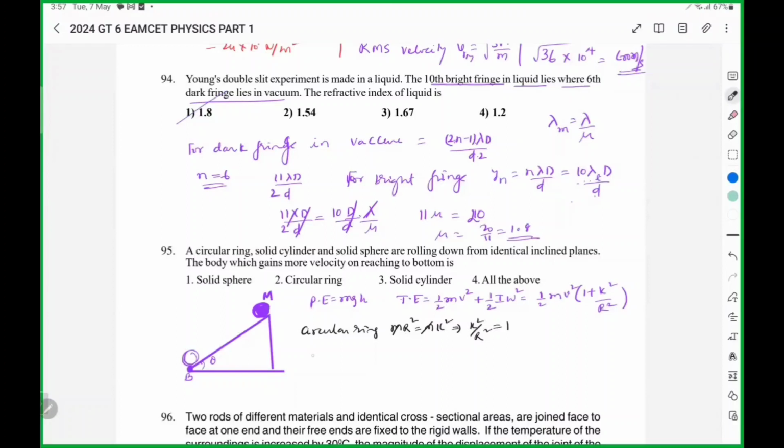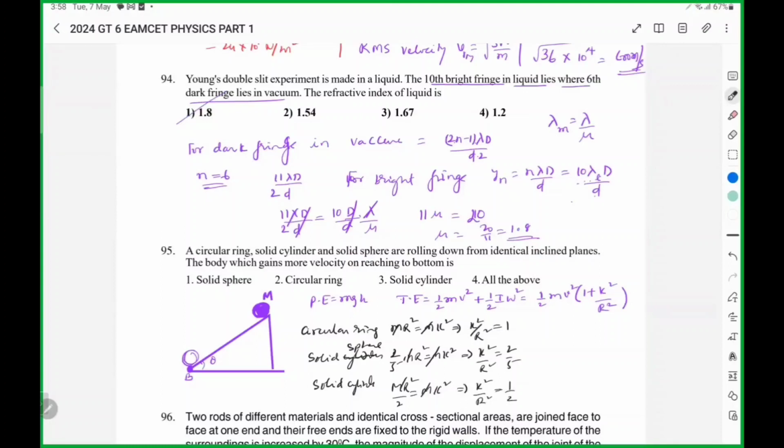For a solid cylinder, mr square by 2 is mk square, so k square by r square is half. For a solid sphere, 2 by 5 mr square is mk square, so k square by r square is 2 by 5.